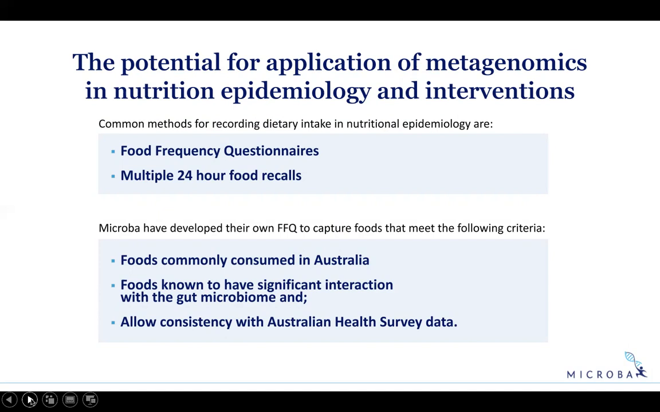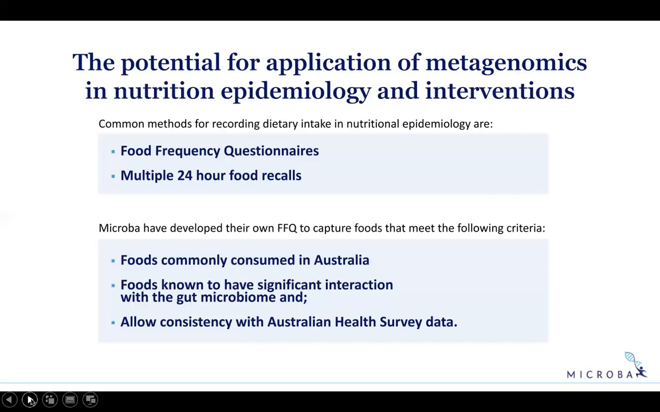Microba have developed their own food frequency questionnaire, and we're in the process of validating this at the moment. The criteria for the food that we want to capture is foods that are commonly consumed in Australia, foods also known to have significant interaction with the gut microbiome, and we also wanted to allow consistency with the Australian Health Survey data. All of this data is quite useful for nutritional epidemiologists.